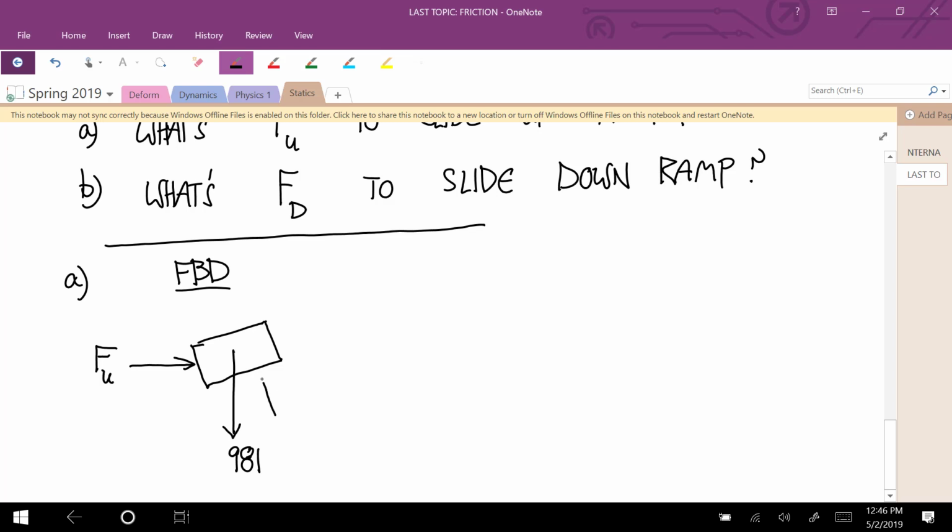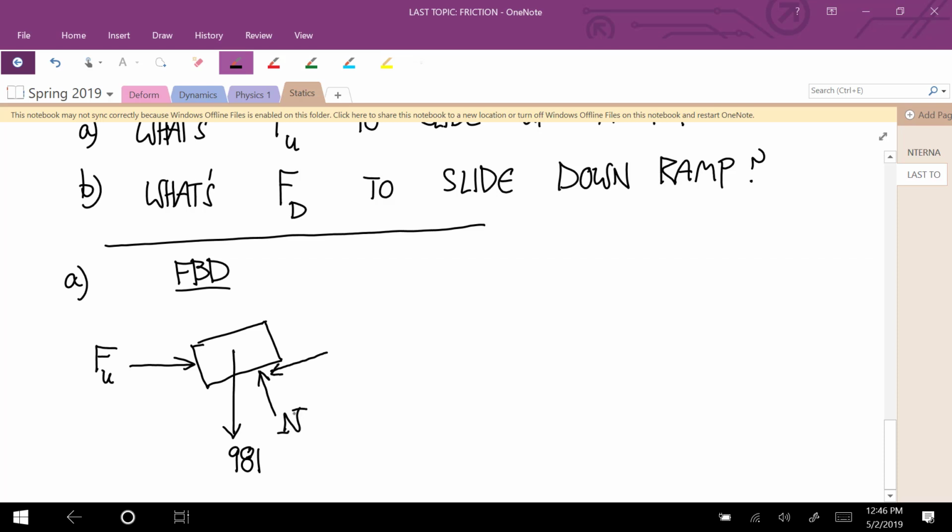And then there's a normal force and a friction force. And if we're trying to get this to slide up the ramp, which way is the friction force going to act? The static friction. Yep. So it's going to go down the ramp. This is the normal force.